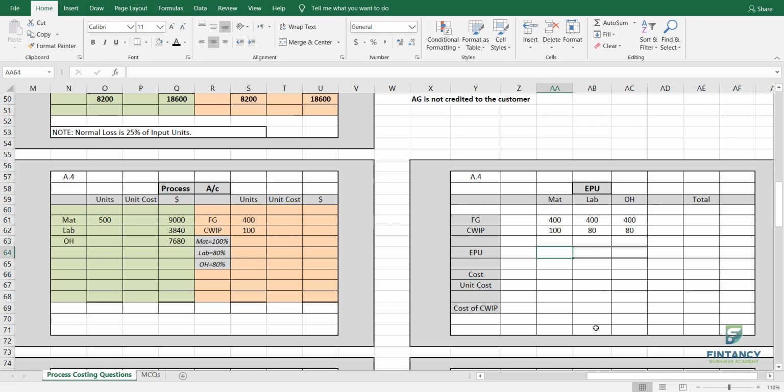Let us total, this is called your EPU. You have to total these things and it will become your EPU. Okay, examiner can ask you, how much are equivalent units for material? So the answer is 500. Examiner can ask you, how much are equivalent units for labor? Answer is 480. Examiner can ask you, how much are equivalent units for overhead? Answer is 480. Okay, so these are requirements in exam.